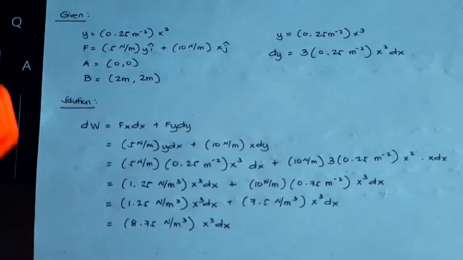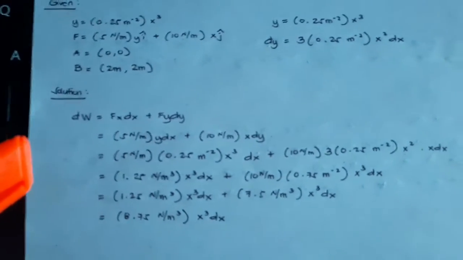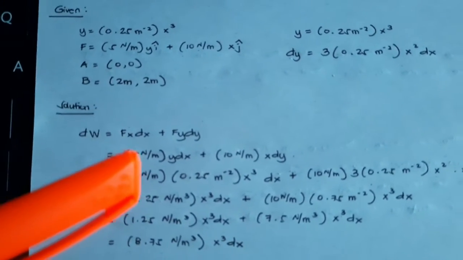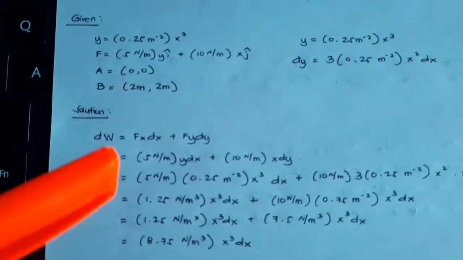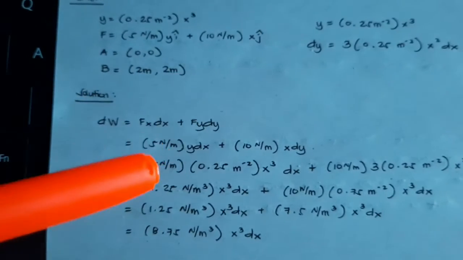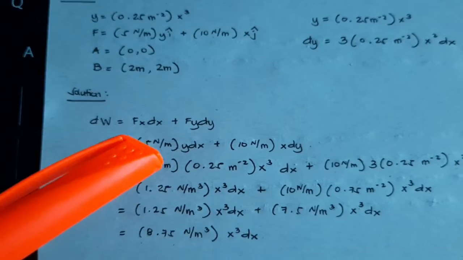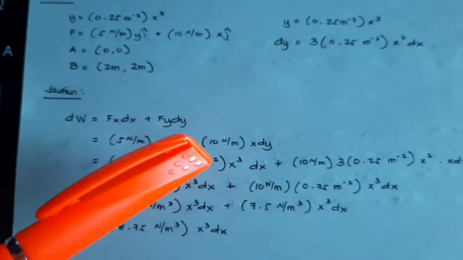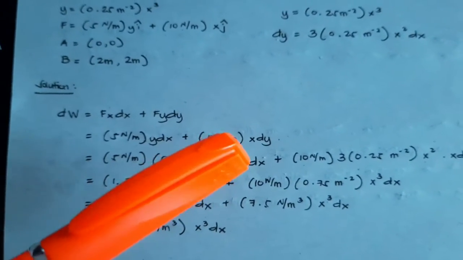Next step is calculating the infinitesimal element of work. So dW is equal to Fx dx plus Fy dy. That is the formula for the infinitesimal element of work. So we substitute our Fx, which is equal to 5 Newton per meter times y dx, plus 10 Newton per meter times x dy.